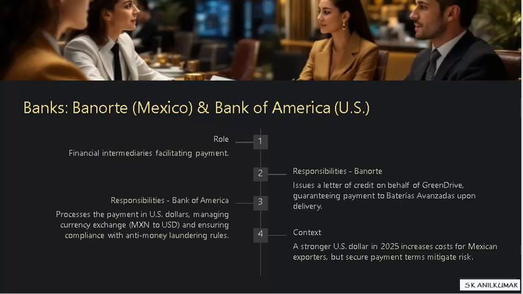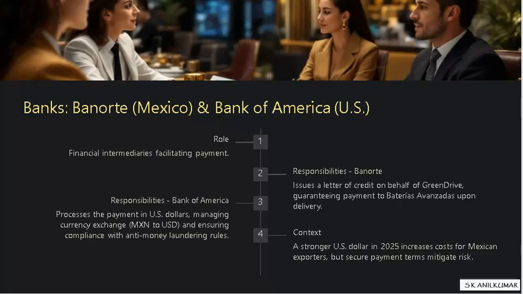They facilitate payment, they issue the LC, they confirm the LC, they handle the documents under the letter of credit, they ensure and confirm whether it is compliant or not, and if compliant they will pay and take the responsibility. All these roles banks play. For example, Banorte from Mexico and Bank of America from US are the bankers who are participating in this transaction. Banorte as a Mexican bank will issue the letter of credit on behalf of GreenDrive guaranteeing payment.